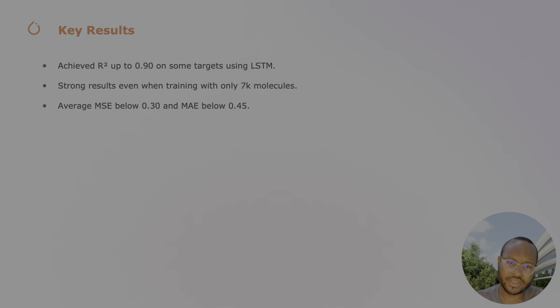In some cases, the mean absolute error between the predicted docking score and the real docking score was 0.45, which is very, very promising. And the average MSE is 0.30. So this was really encouraging for us. It meant that there's a huge potential to speed up drug design.